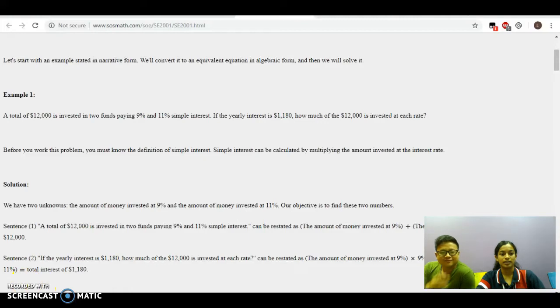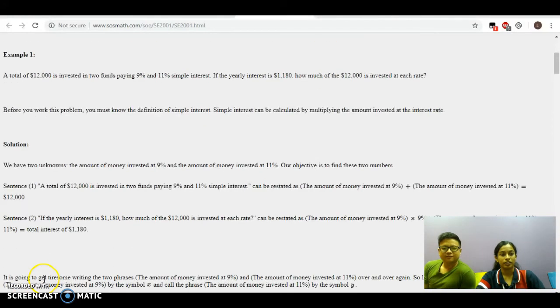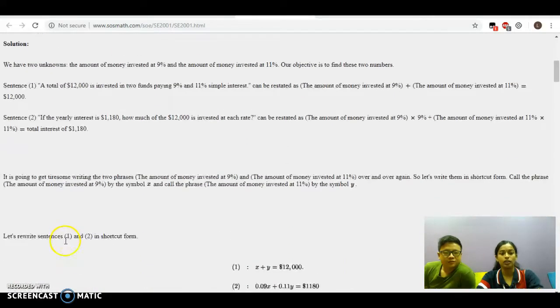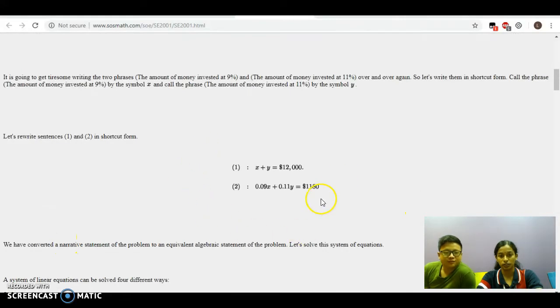But before that, we can see the application of linear systems. As you can see on the screen, it is used in investment, for example, in the concept of simple interest. We have the question, and we can solve it using this equation right here.